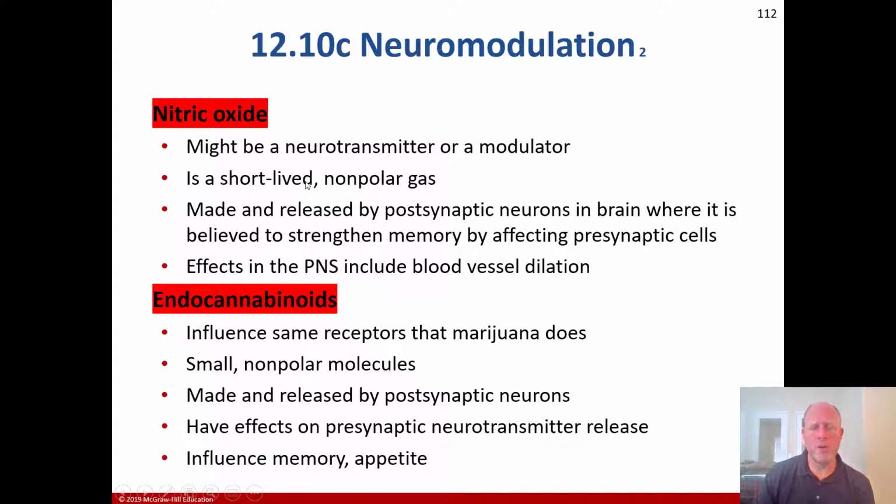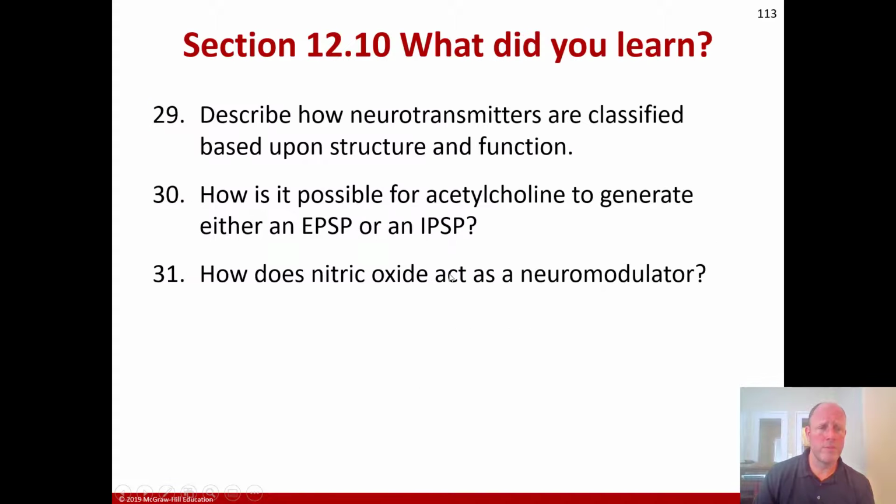You're not going to have to know nitric oxide or endocannabinoids at this time, so I'm not going to worry about them in detail at this moment. I want to make sure that we note that they're there and they play a role, but right now we're not going to require you to know their details.